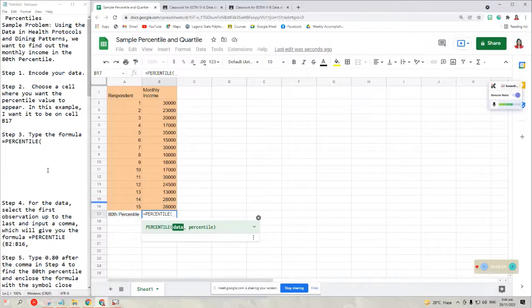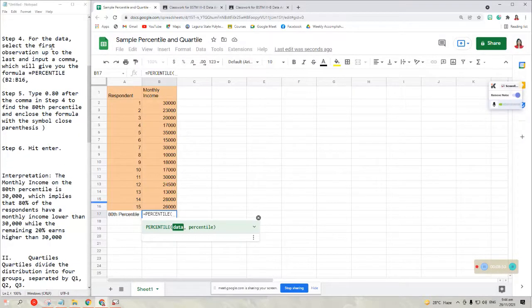So, ang gagawin natin, for the data, select the first observation up to the last and input a comma. So, yan. Nung na-select ko yung first observation mula 30,000 hanggang 26,000, ang lumabas sa akin ay B2 colon B16. So, ang gagawin ko lang kasunod, isasara ko yung input for data using a comma. Ayun. So, nawala na yung highlight dun sa percentile data. Nandun na siya sa percentile.